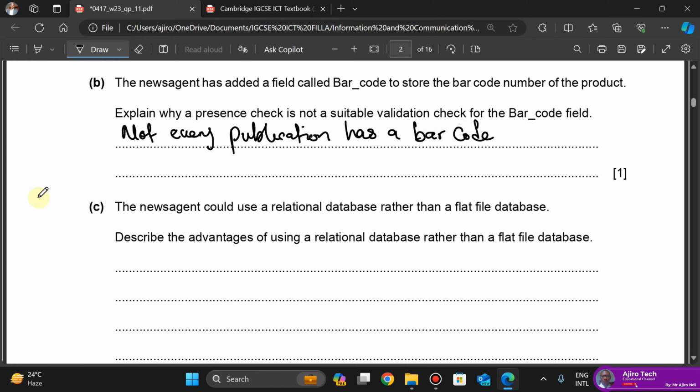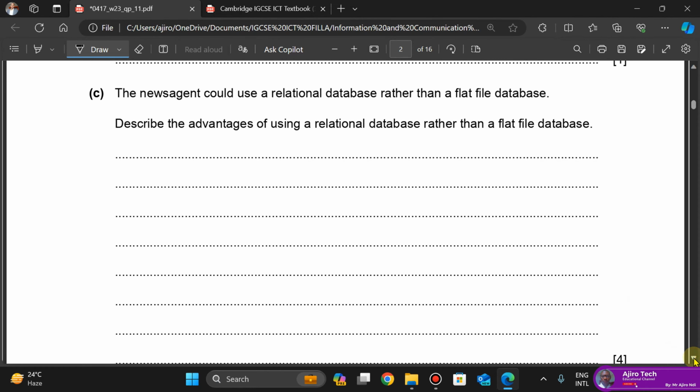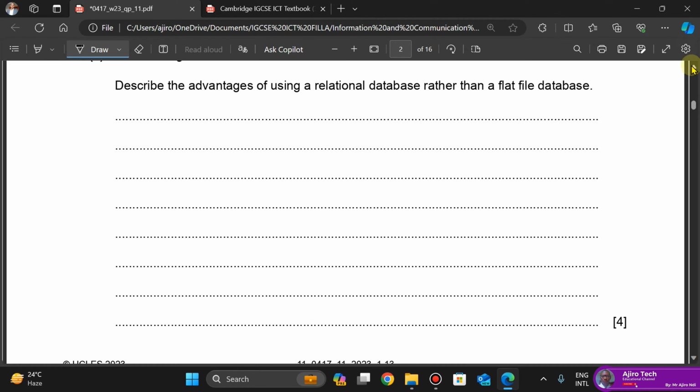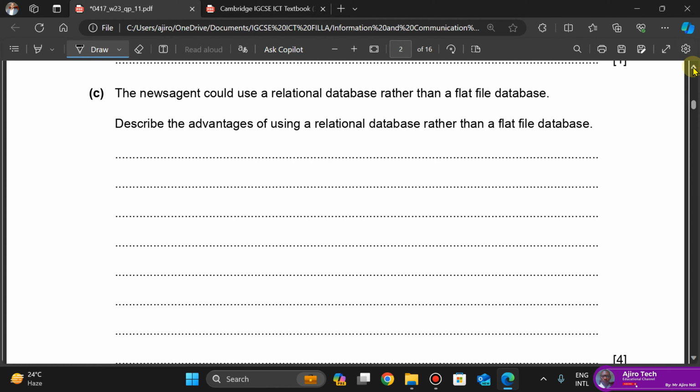Now let's look at the C part. The news agent could use a relational database rather than a flat file database. Describe the advantage of using a relational database rather than a flat file database. This is what we'll see in chapter 18 of the textbook, databases. Now, we're going to describe four advantages.